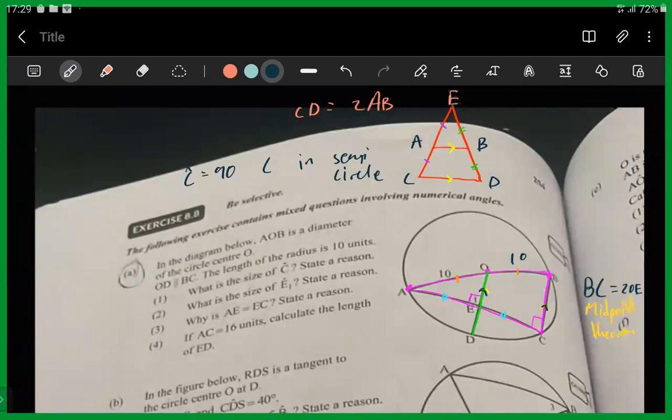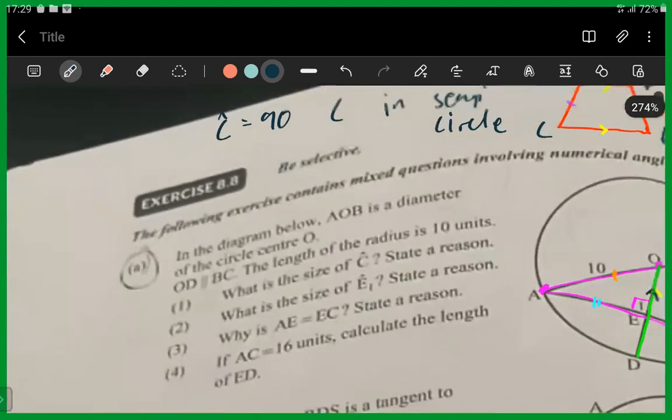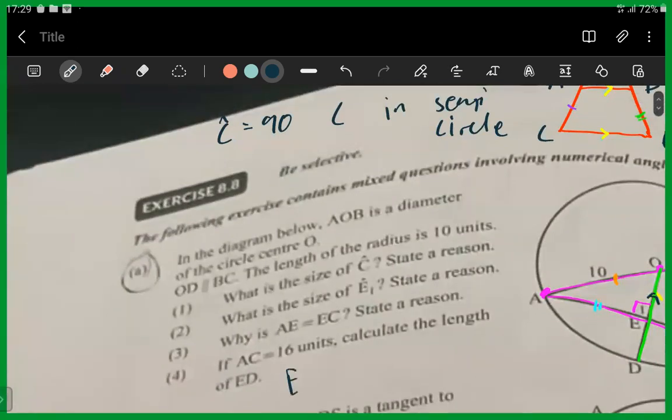And then the second one, it says what is the size of E1? So what would you say is the size of E1 and what's the reason? It should be equal. It'll be 90. And could you say corresponding angles? Yeah, 100%. That's definitely correct.